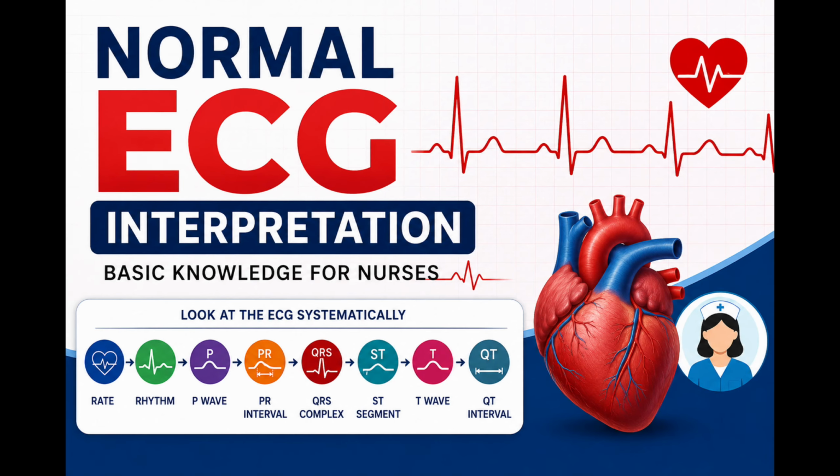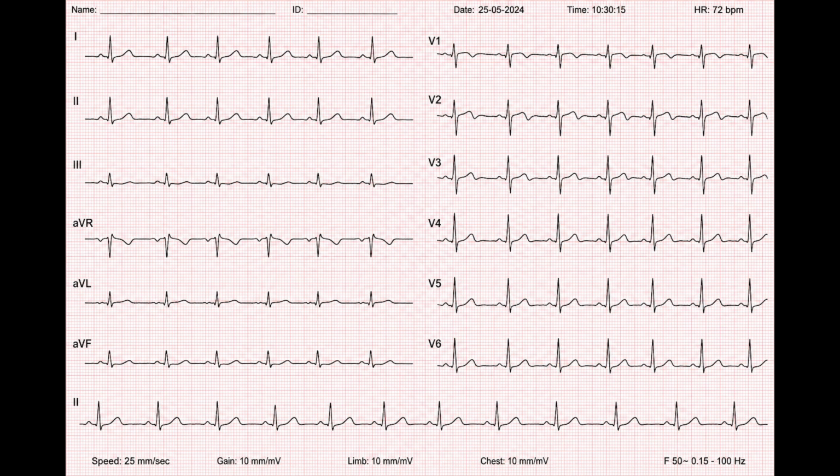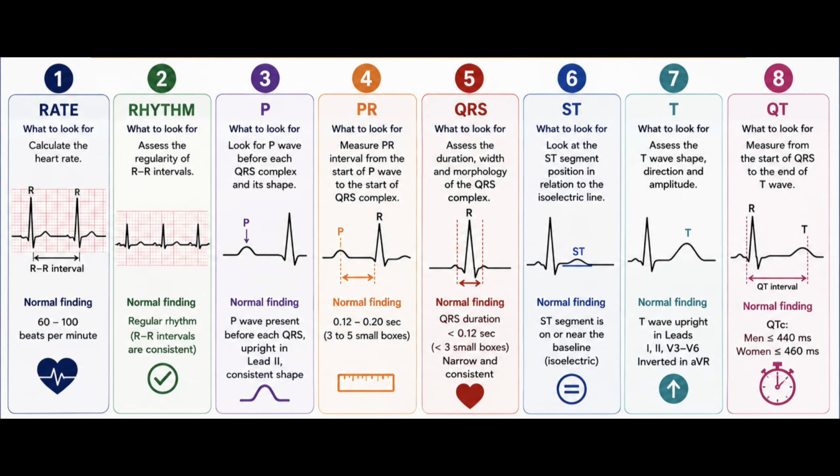In today's video, we are going to learn about normal ECG interpretation. This video will help you understand a simple and systematic approach to looking at a normal ECG. We are not going to make ECG interpretations complicated. Instead of that, we will follow an easy sequence, which includes rate, rhythm, P-wave, PR interval, QRS complex, ST segment, T-wave, and QT interval. By following this sequence every time, you can develop a more organized approach to basic ECG assessment. So let's get started.